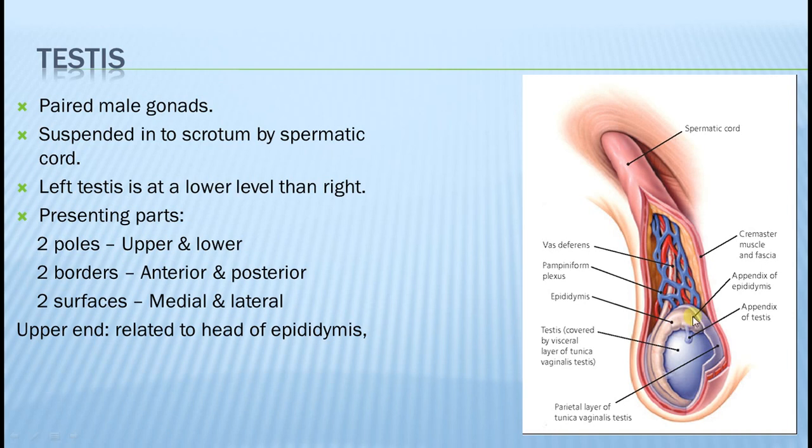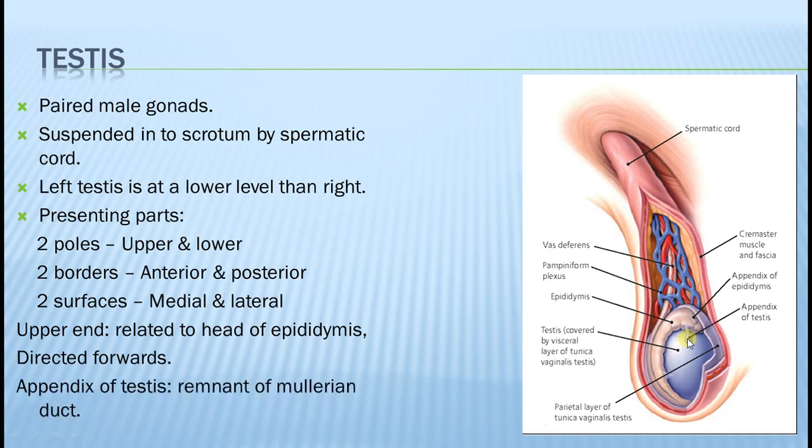The upper pole of the testis is related to the head of the epididymis, and sometimes you also come across a small fibrofatty tissue which is the appendix of testis. The appendix of testis is nothing but the remnant of the Mullerian duct.